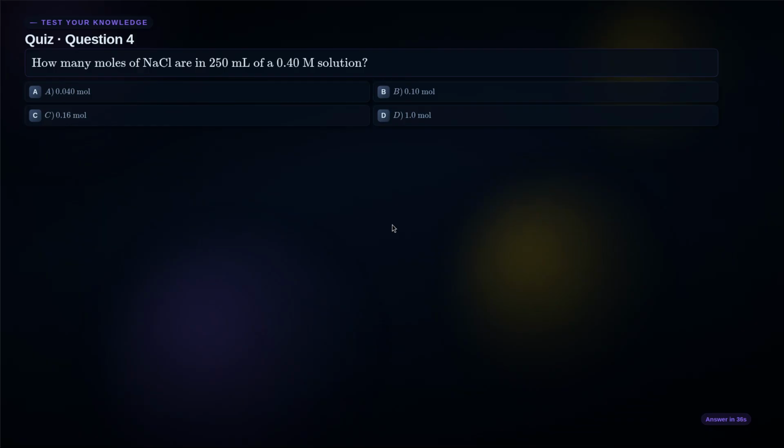Quiz 4. Question. How many moles of carbon dioxide are produced when 1 mole of methane burns completely? The reaction is CH4 plus 2O2 yields CO2 plus 2H2O. Option A, 1 mole. Option B, 2 moles. Option C, 3 moles. Option D, 4 moles. Look at the coefficients of the balanced equation.